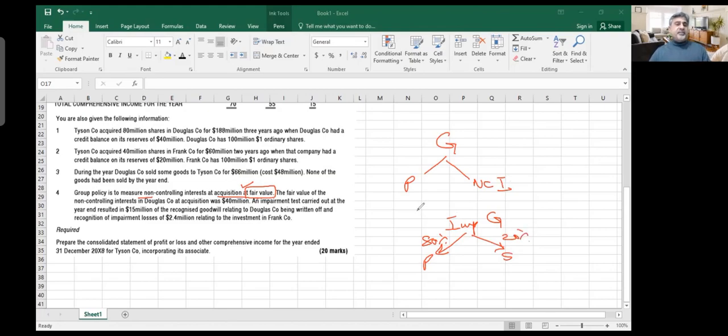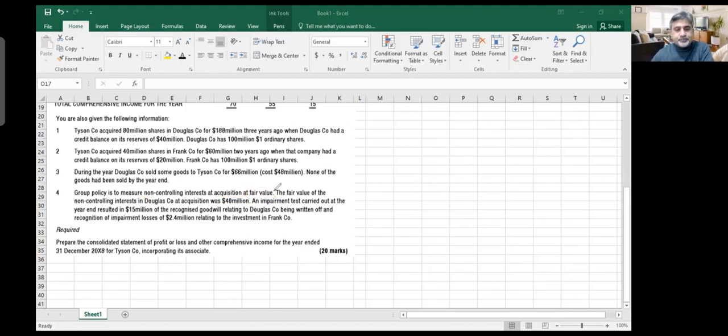I don't know yet whether there's an impairment or not, but I know that whenever I receive fair value, I will always keep in mind that it's on fair value. If there is an impairment, I'm going to give some part of the impairment to the NCI as well. So whenever you see fair value, always be careful. The fair value of non-controlling interest in Douglas Company at acquisition was 40 million.